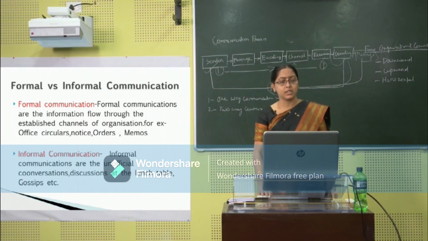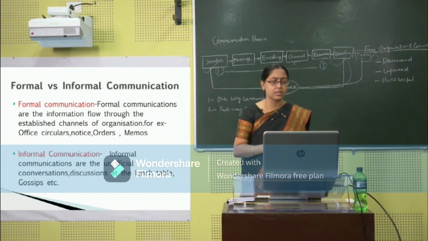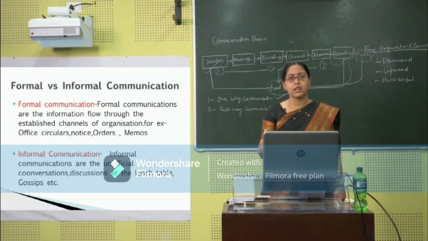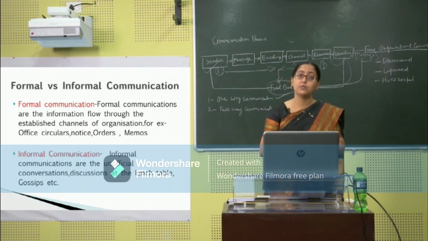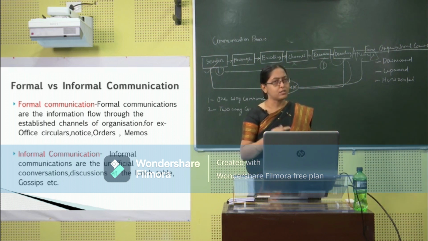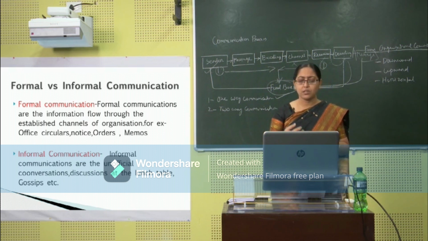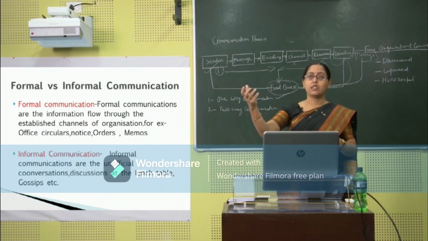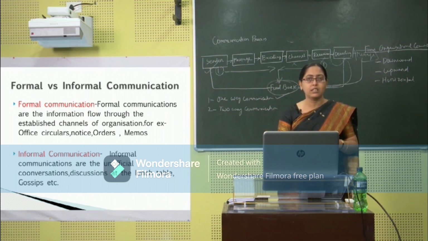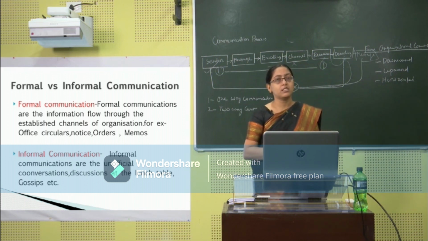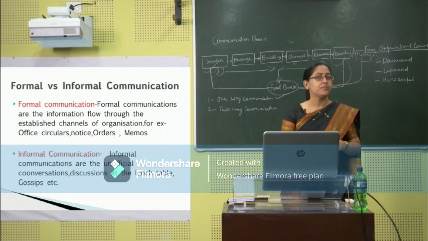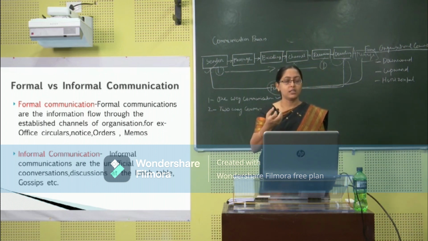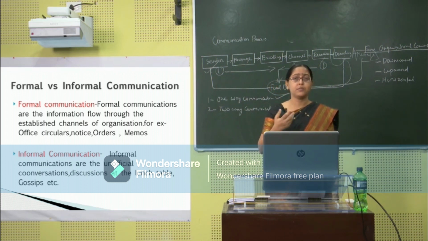Then informal communications are the unofficial communications or unofficial conversations which happen. Suppose at the lunch table we are all sitting in a place and discussing something. It is not official communication. Suppose gossiping, many times we are all sitting in some places talking here and there. When gossiping happens, these are all informal communications which generally happen within the organization as well as outside the organization. Here there are no official directions or official orders.